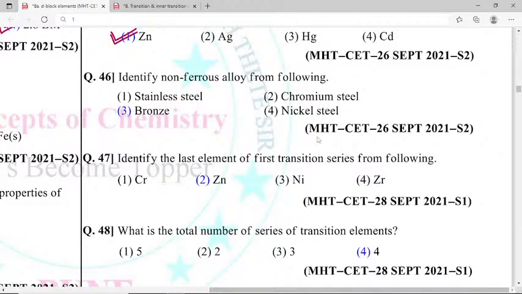Identify non-ferrous alloy from the following. Non-ferrous alloy is bronze. All steels are ferrous. Always remember, all steels are ferrous. Identify the last element of the first transition series. First transition series, the last element. Zinc is the last element.